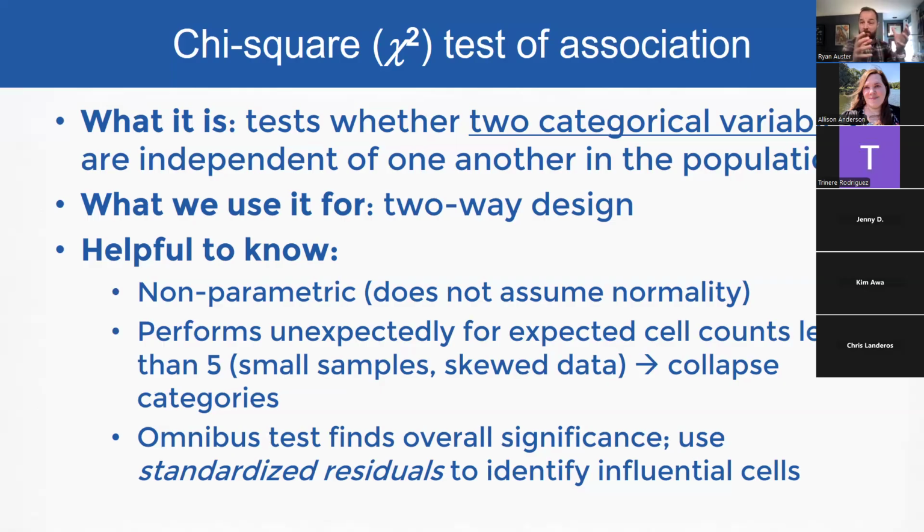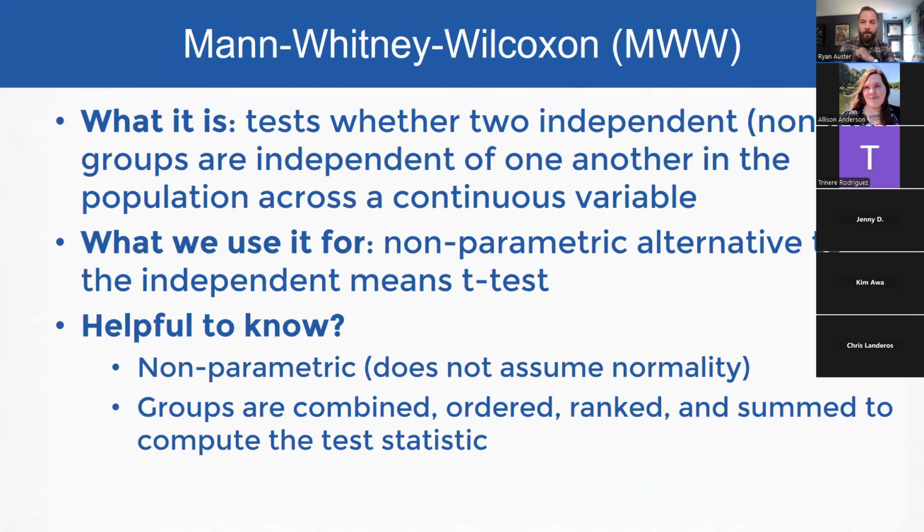You don't have to do that, but that is one example of collapsing categories. It's also important to note that this is an omnibus test, so when you find statistical significance, you might not know where. You might say, the chi-square test is statistically significant. What does that mean? And that's where you'd use standardized residuals to identify influential cells. In the example, I'll also highlight that in the output.